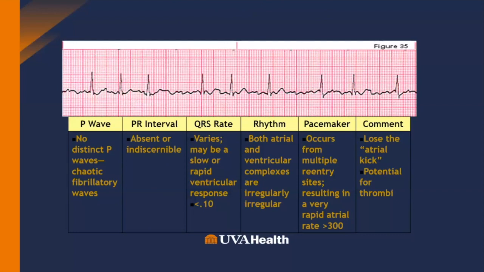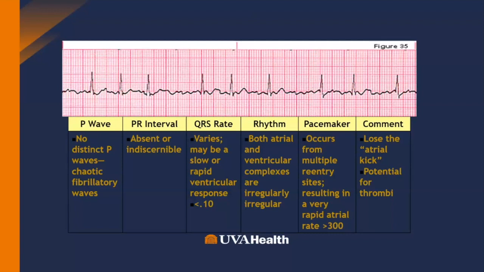Next rhythm, let's take a look at this. There's no label to it. So now we should have some critical thinking as a part of what we're doing. Let's take a look. P waves, does anyone see a P wave that's discernible and repeats itself? Sorry, so no, there are no distinct P waves.